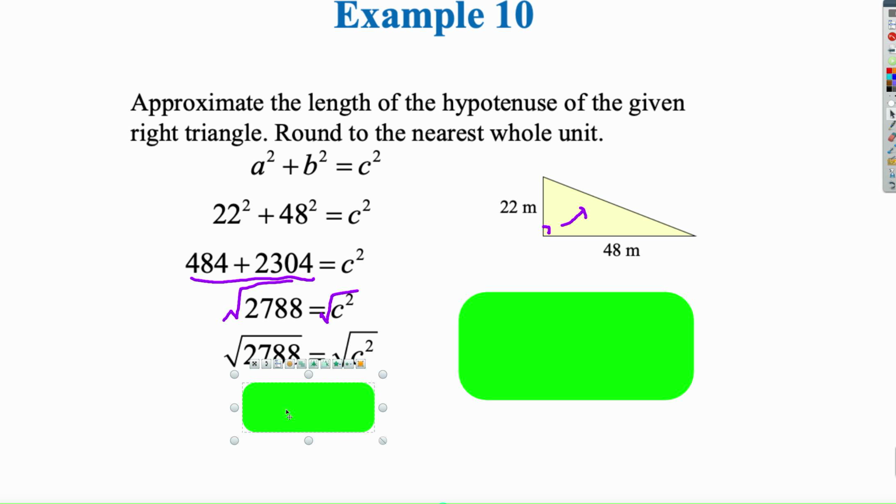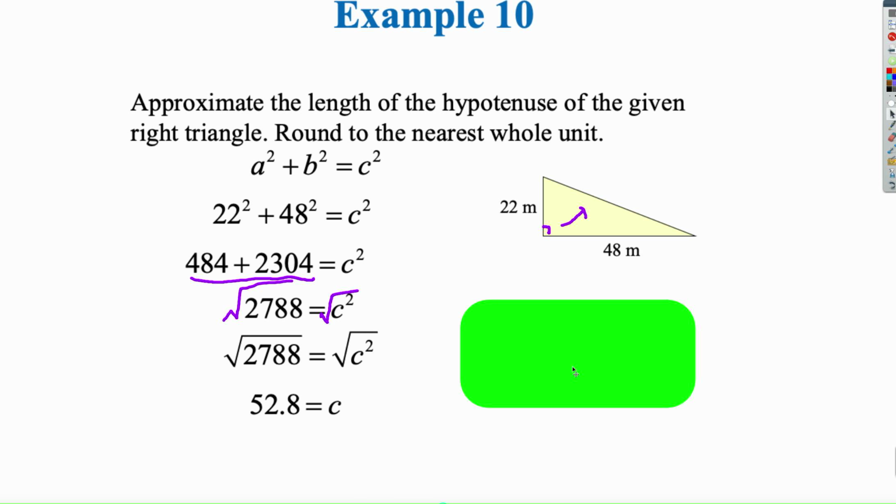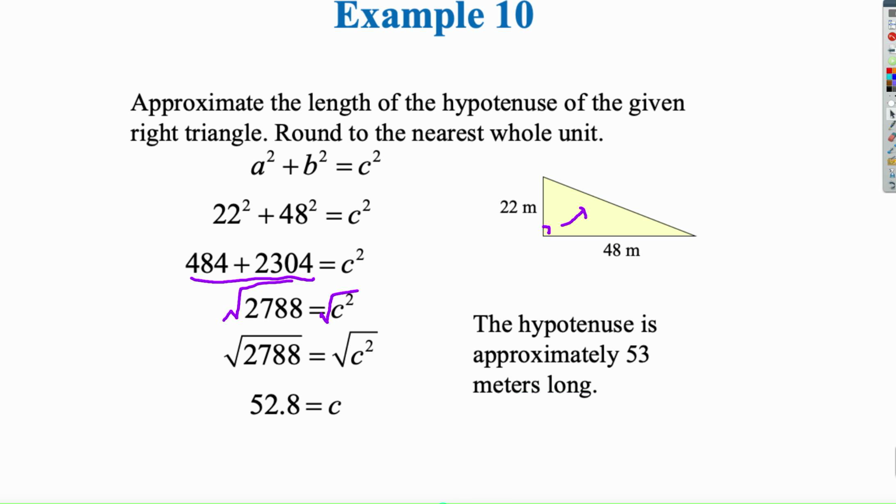There should be a square root button. If you have a scientific calculator, and you should, there's a square root button on there. You might want to pause and look for it, but it is on there. So I'm going to get 52.8. It said to round to the nearest whole unit. So up here it said round to the nearest whole unit, so I'm going to round that up to 53 just because it told me to on this problem.